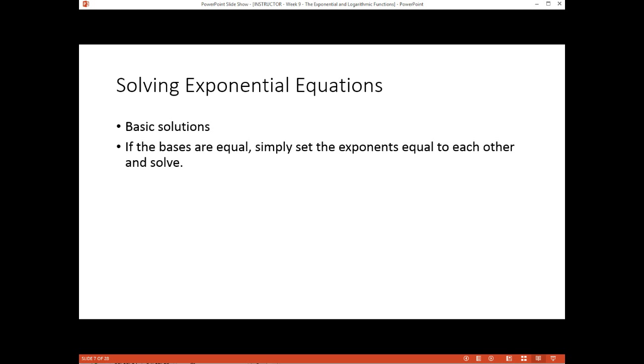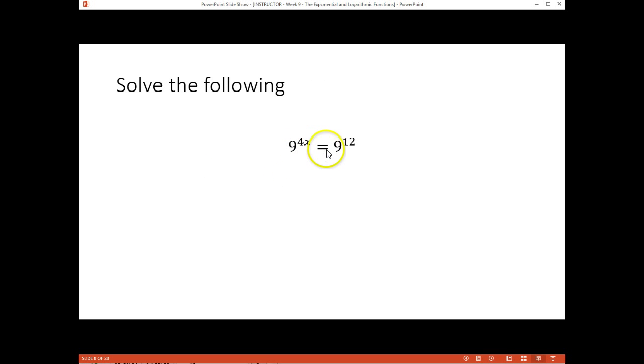We also want to be able to solve exponential equations. Our basic idea is, if I have the same bases, I'm going to simply set the exponents equal to each other and solve. Well, I have 9 to the 4x equals 9 to the 12th power. Notice my bases are both 9, so all I'm going to do is get rid of the bases and just look at the exponents. I'm going to set 4x equal to 12, so x is equal to 3. And when I plug 3 back in, we should clearly see that the left-hand side becomes 9 to the 12th power as well.